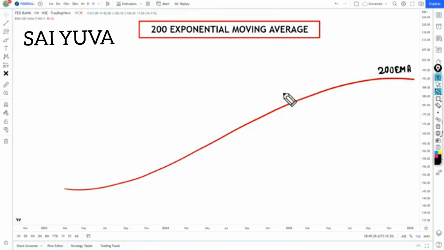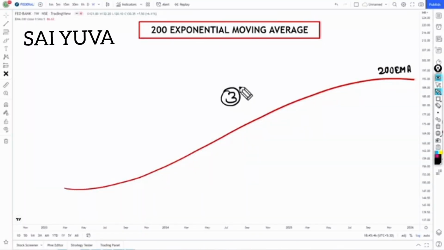In today's video, I will provide you with three setups, obviously based on the 200 moving average. One of them will be for trend following and two for trend reversal. So if you want to do trend following or trend reversal, the 200 moving average is equally important for both. So let's see which are those three setups and how you have to trade them.